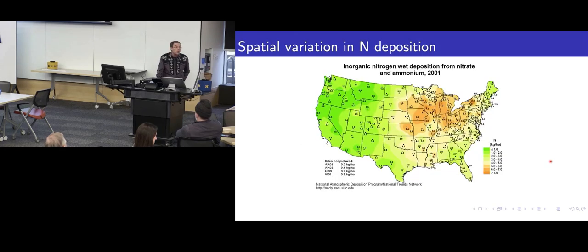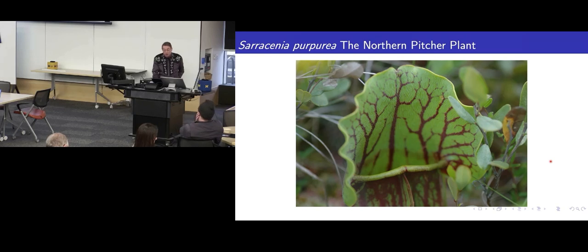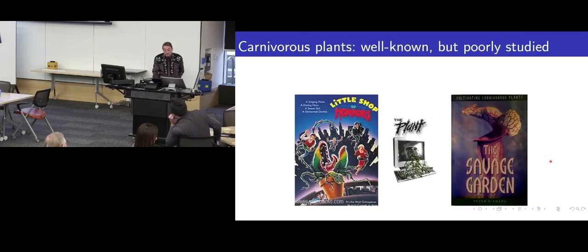The problem is a global one with a great deal of spatial variation in the intensity of this deposition. And in some parts of the world, like Vermont and also where we are right now, that deposition is quite high. Let's look at this organism, Sarracenia, the northern pitcher plant.